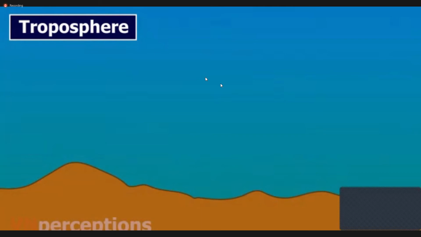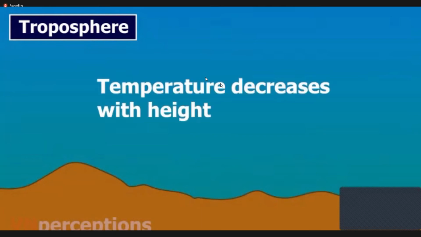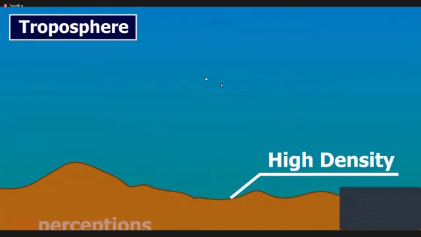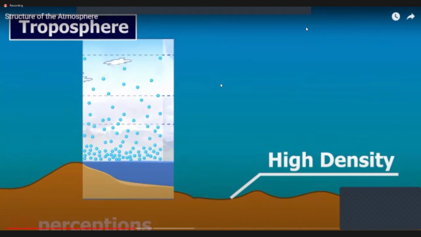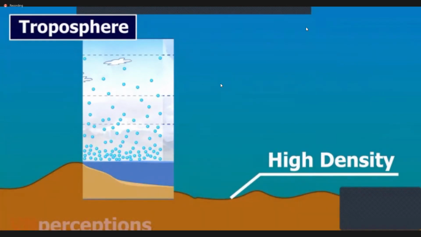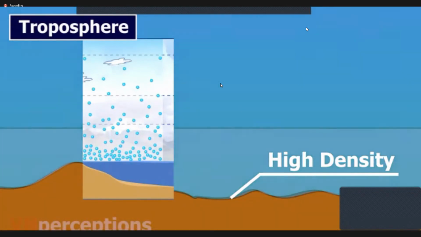In this layer, the temperature decreases with height. The reason is the density of air decreases. It means the density of air is high near the ground, and as we go to higher altitudes, the density of air decreases. So there are fewer air particles and the heat absorbing capacity of the air decreases. And that is why when you go to higher altitudes, it is cool and pleasant.